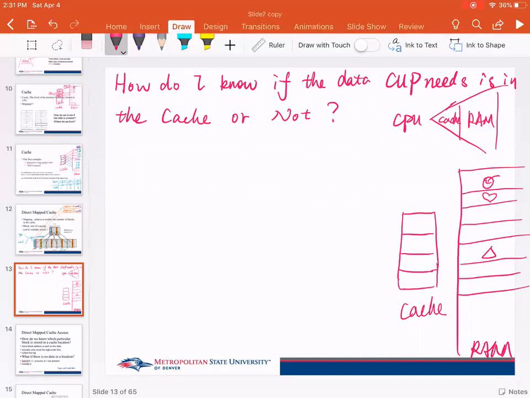According to the mapping principle for direct map cache memory, the apple should be mapped to the first location of the cache, and the heart should be mapped to the second location of the cache, right? So then, suppose I would like to read the apple, then a question will be, is the apple in the cache or not? How do you know if the apple is in the cache or not?